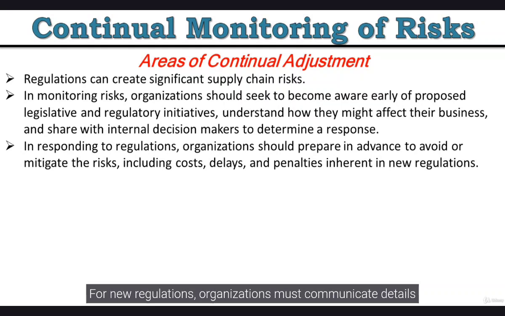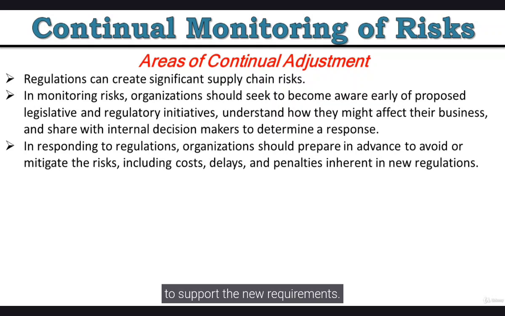For new regulations, organizations must communicate details to partners and help them otherwise prepare to support the new requirements. New requirements may also require organizations to update their contractual terms and conditions with their supply chain partners. Developing and implementing plans to monitor the supply chain as new regulations go into effect can ensure that compliant processes are in place and working.